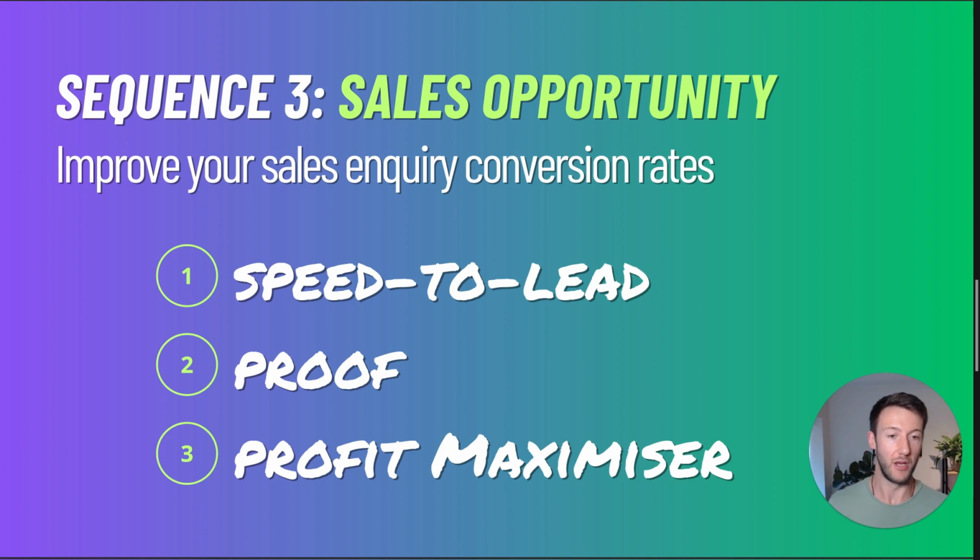So the 3 emails here are: number 1, speed to lead. The speed to lead email works on the premise that email automation, an automatic email, is able to respond to that sales inquiry quicker than you are as a human. Even if you see the inquiry come into your inbox and you pick up the phone and dial, in that time email automation can have already sent something to the customer. And it just creates a fantastic customer experience.